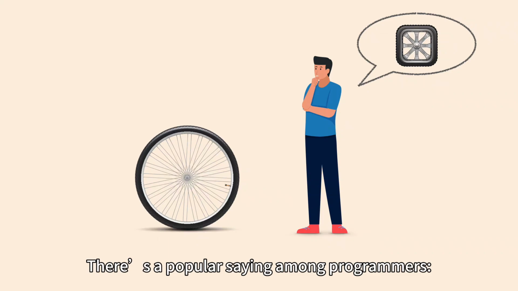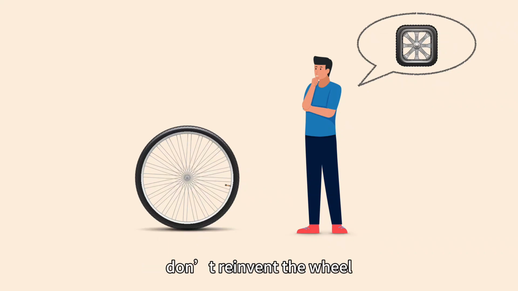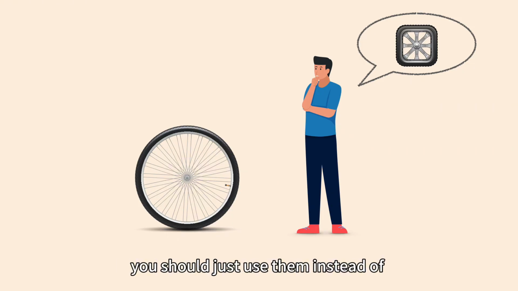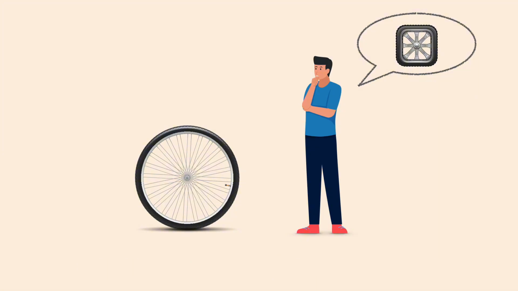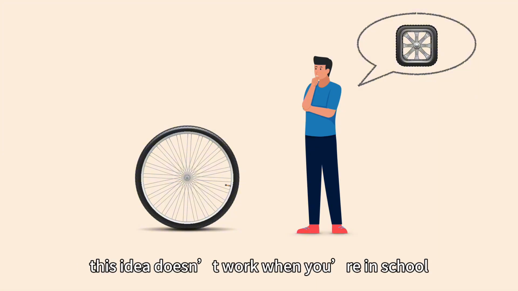There's a popular saying among programmers, "Don't reinvent the wheel." It means that since round wheels have already been proven to work well, you should just use them instead of trying to invent a new wheel with a different shape. Of course, this idea doesn't work when you're in school.